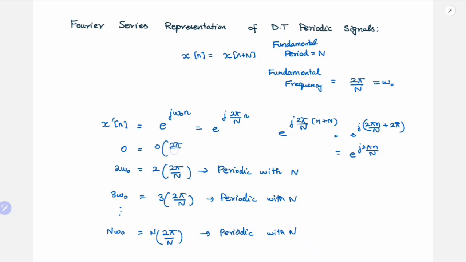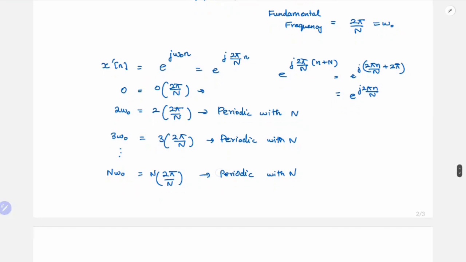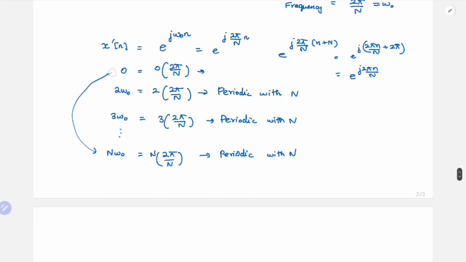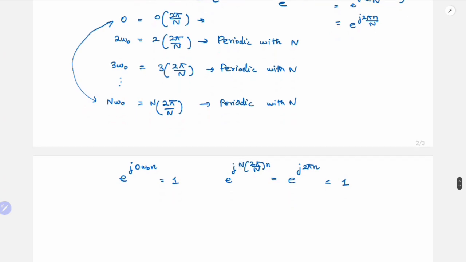so 0 into 2 pi over N. It is anyway going to be periodic for any N, right? It is periodic with N equal to 1. So it can be used to vary our DC part, right? But if you observe these both, if I have e power j 0 omega naught n, it's nothing but 1, and e power j N into 2 pi over N into n is nothing but e power j 2 pi n, and n is an integer, so this is also going to be equal to 1, right? So these two signals are not distinct, correct?